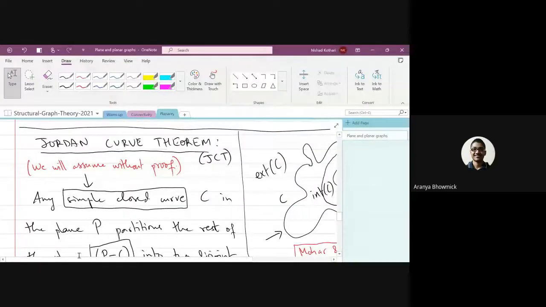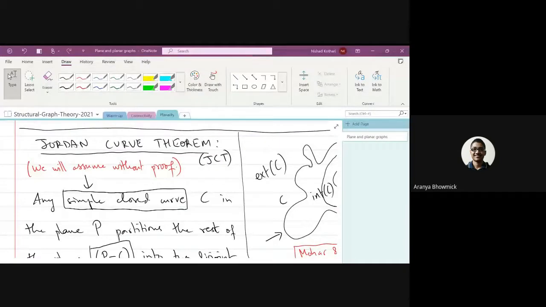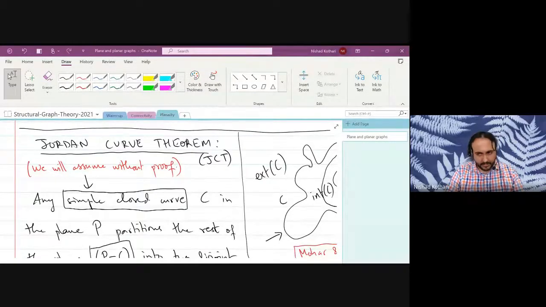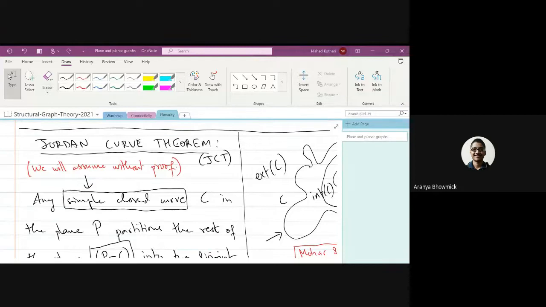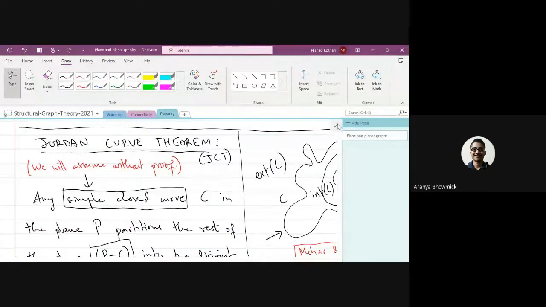Sir, in the next lecture, we'll prove that K5 is non-planar using the Jordan Curve Theorem? Yes, in particular, we'll prove that K5 is non-planar. But sir, without using the Jordan Curve Theorem, can it be shown that K5 is non-planar?